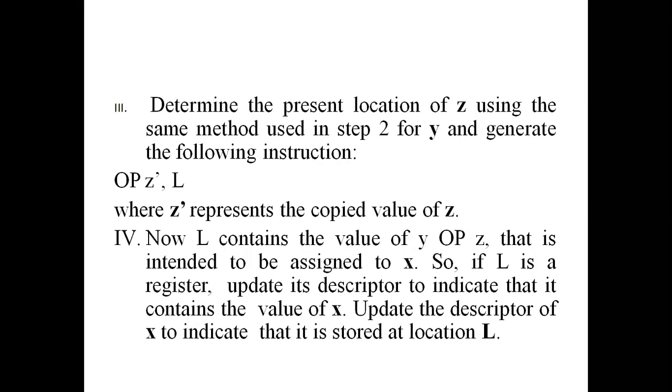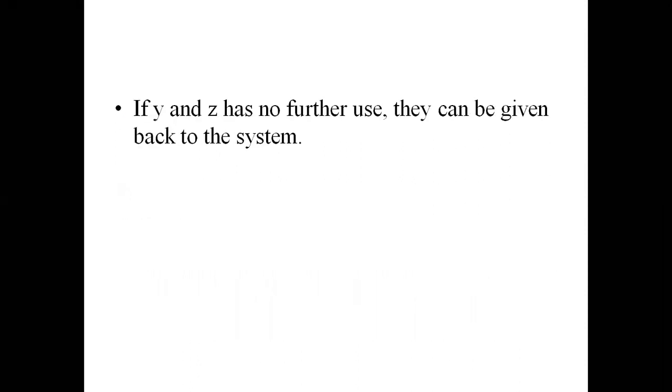We need to update its descriptor to indicate that it contains the value of X. Then finally, it is stored in a location L. Whatever the value of X, it indicates that it is stored at the location L. And here, if Y and Z have no further use, they can be given back to the system. This is also a most important point. If both the variables Y and Z have no further use, then they can be given back to the system.